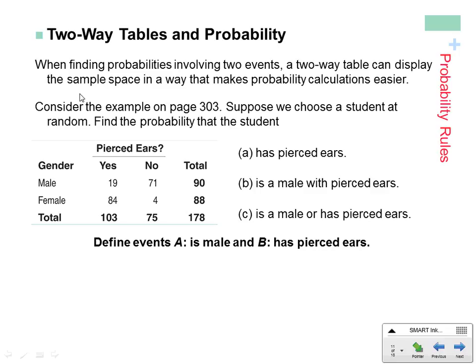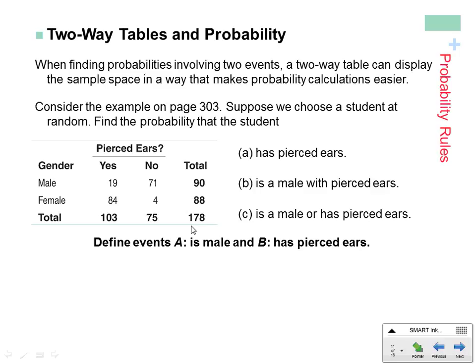So here's the situation. A college class came together and wondered what the probability of having pierced ears is between males and females. So they have the males over here. There's a total of 90 males, a total of 88 females, and out of everybody, 178 total. Then they gathered whether they had pierced ears or not.